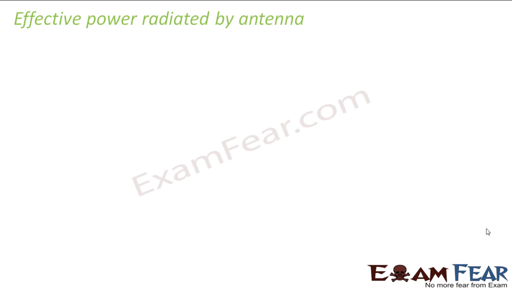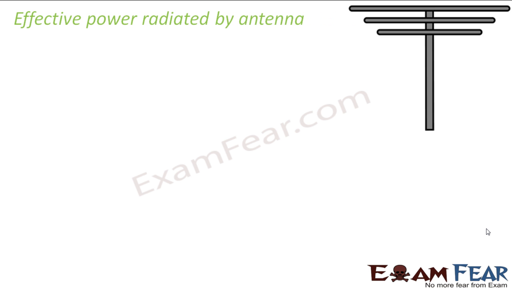Let's look at the second factor, that is the effective power radiated by antenna. So if you think of it, how do we find out power radiated by an antenna? How do we determine power? Power is nothing but energy per unit time, right? And what is energy? Energy is nothing but h nu, that is energy is directly proportional to frequency. And what is frequency? It is nothing but c by lambda. So we can say that energy is inversely proportional to lambda, that is wavelength.